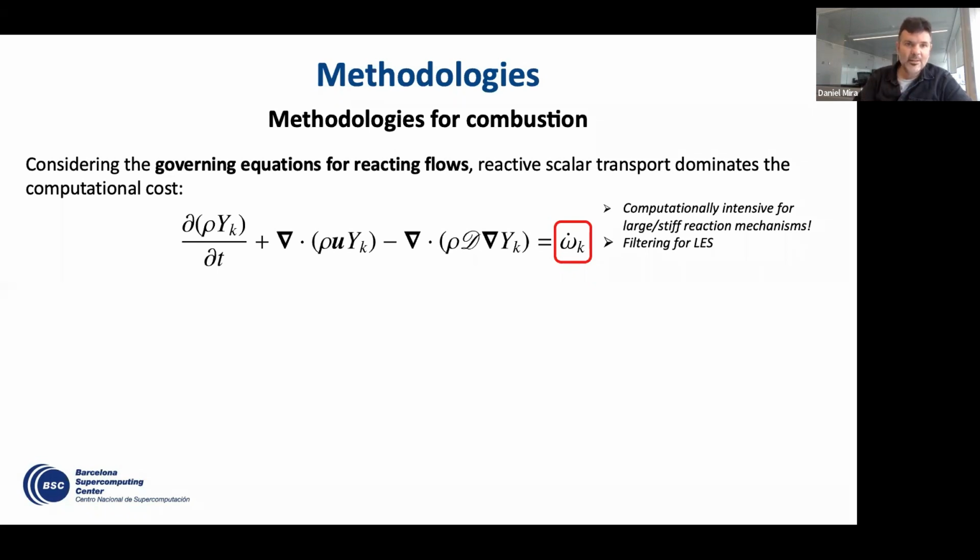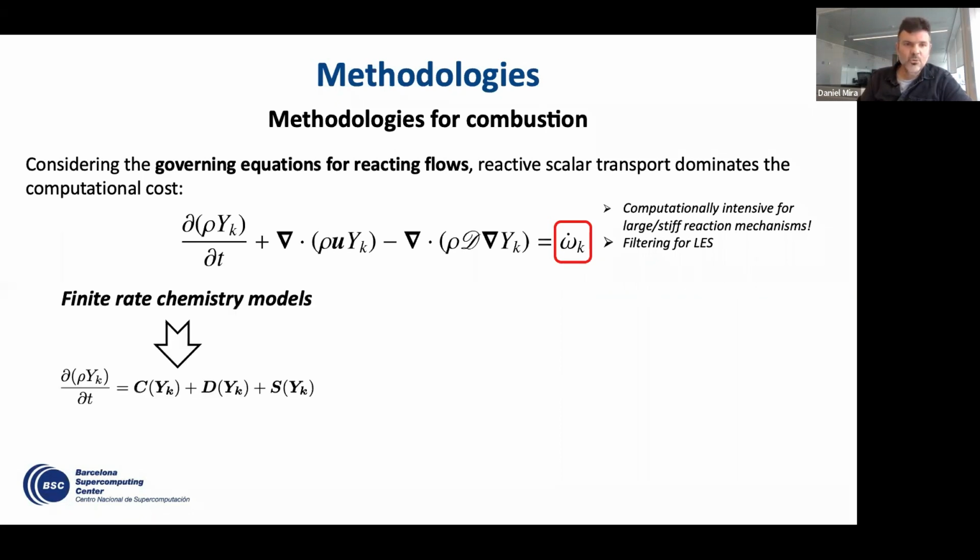The other part is that if we want to go to large eddy simulation, we have to filter these equations. So how are we going to filter the chemical source terms? Based on this, a wide variety of turbulent combustion models have been developed in our community for many, many years. There are extensive reviews and books, and I will not go into the details of all these methods, but let me simplify the categories of the methods and separate them into what I call finite rate chemistry models.